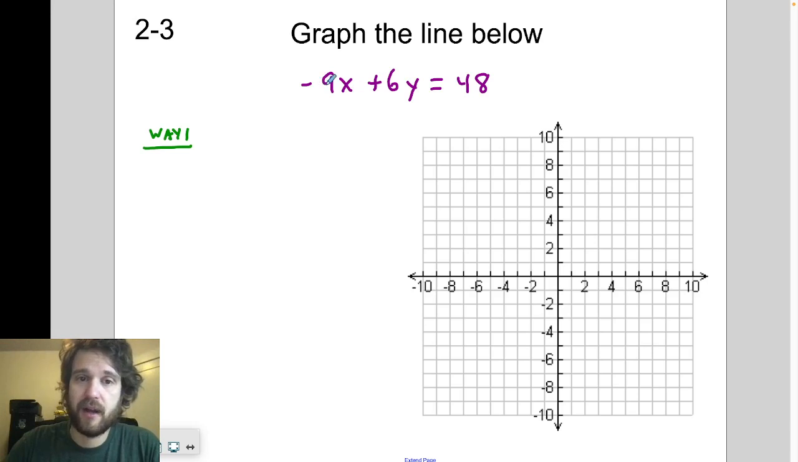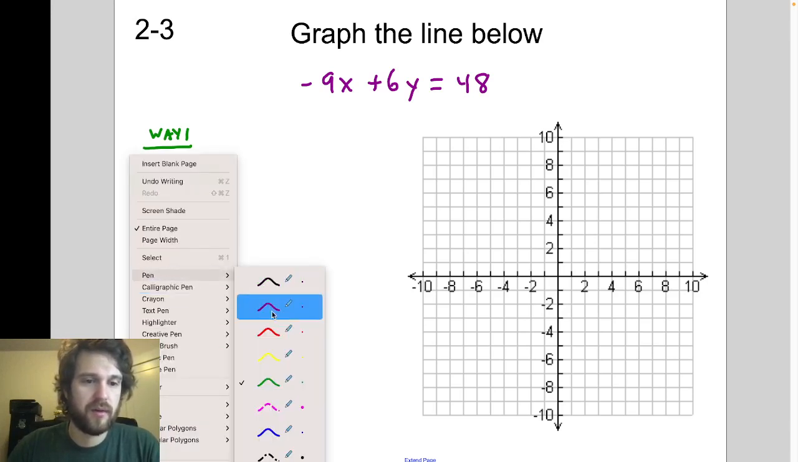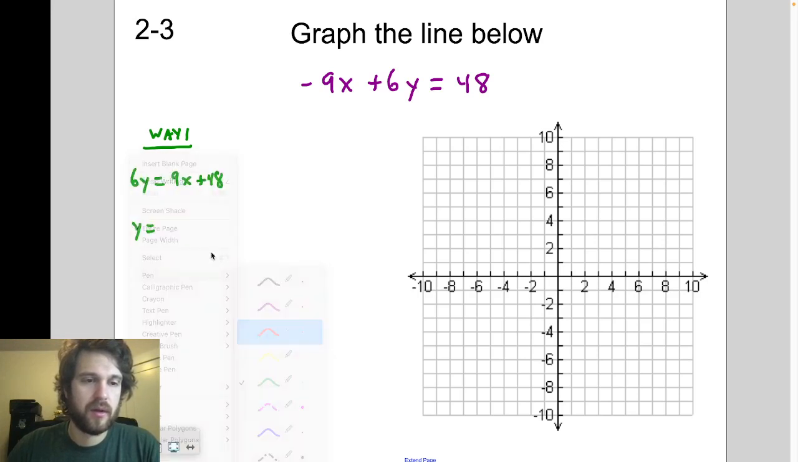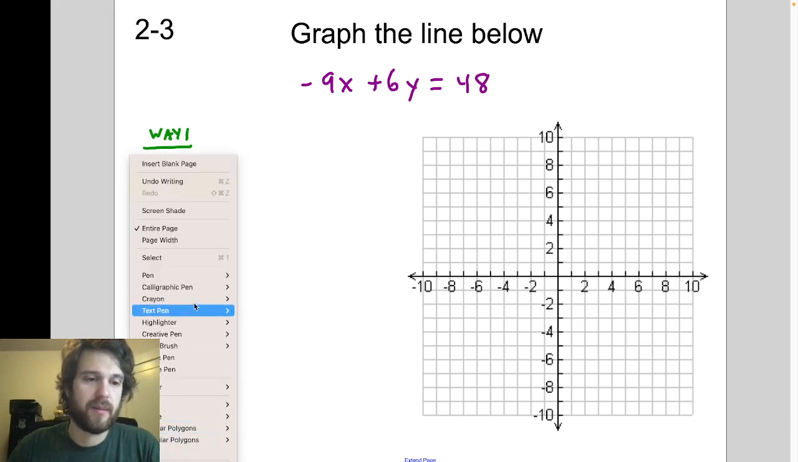So I have -9x plus 6y equals 48. I'm going to add 9x to both sides. You end up with 6y equals 9x plus 48. I think you guys are pretty good at this tactic. So you force it into slope-intercept form. We're going to divide both sides by 6.